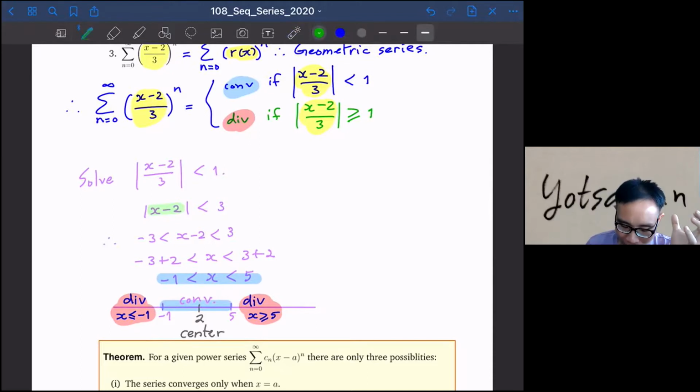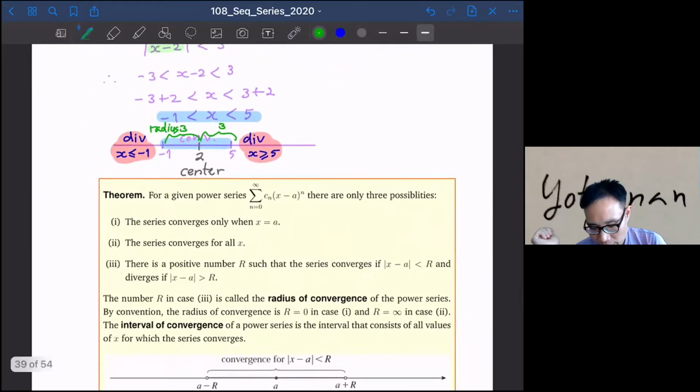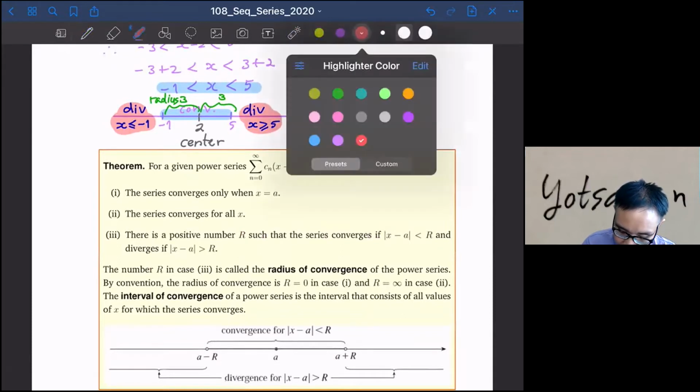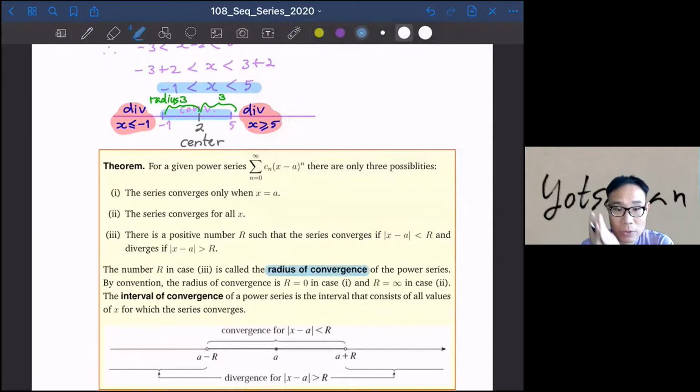Okay, so the thing that you can see, can we call this guy radius? It's 3, you said. You may ask me, hey, it's 3, and 3 is radius because if you consider it's kind of a circle. So it's called radius, and this thing will be called the radius of convergence. So it's radius of convergence equal to 3 in this picture.